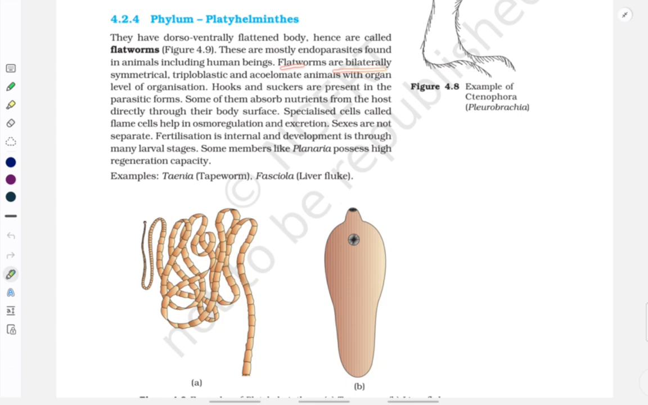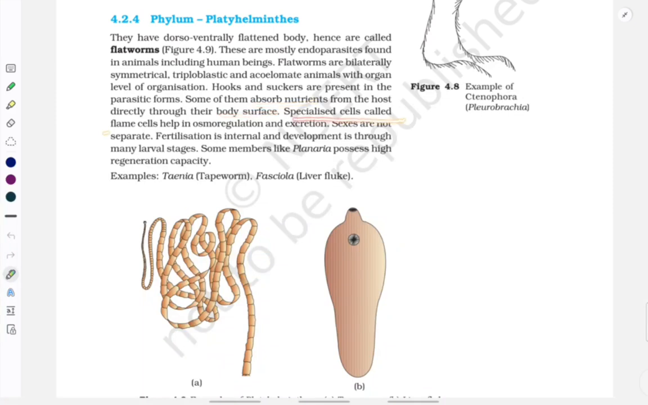Flatworms are bilaterally symmetrical, triploblastic and acoelomate animals with organ level organization. Hooks and suckers are present in the parasitic form. Some of them absorb nutrients from the host directly through their body surface. What they do is stick to the host's body. They do not go inside the host's body, rather they stick to the body surface and absorb all the nutrients.